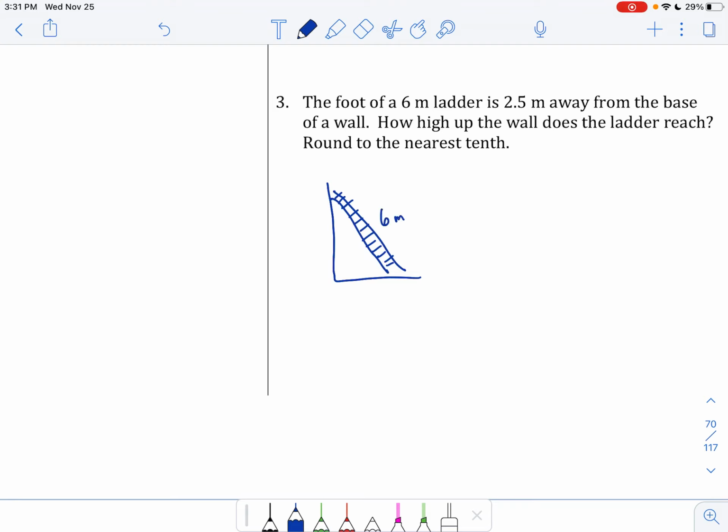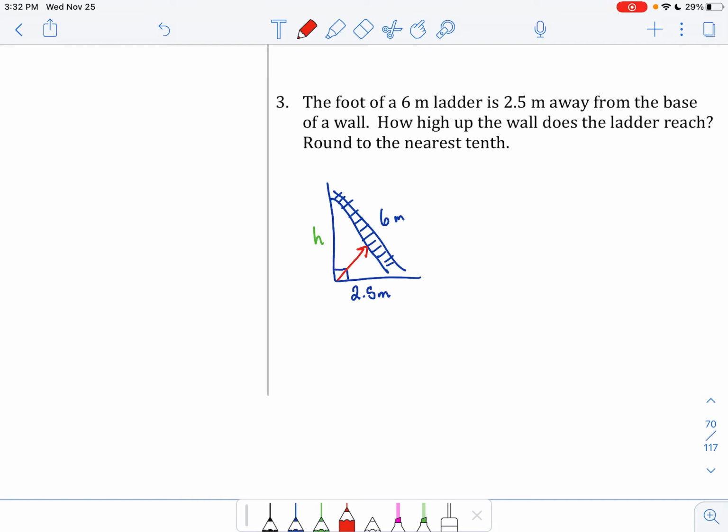What we know about this is that the ladder is 6 meters long, and it's 2.5 meters away from the edge of the house. How high up the wall does the ladder reach? So this is a Pythagorean theorem problem. We have our right angle here.